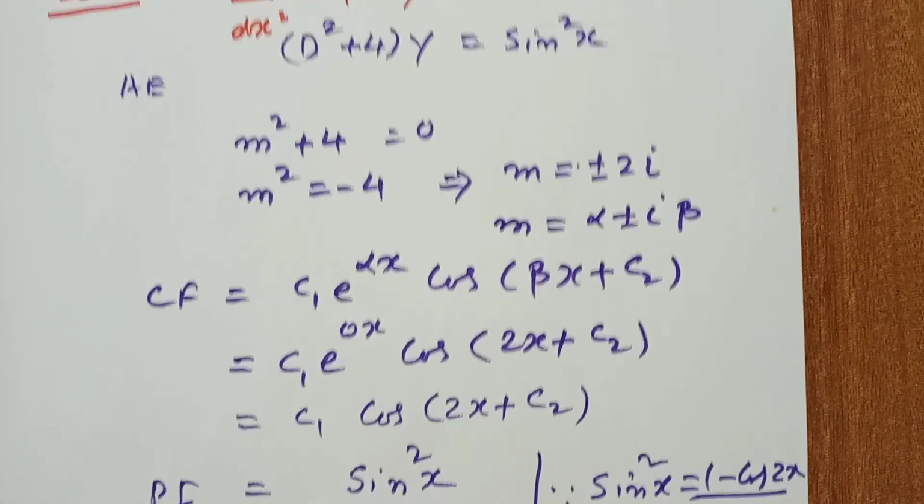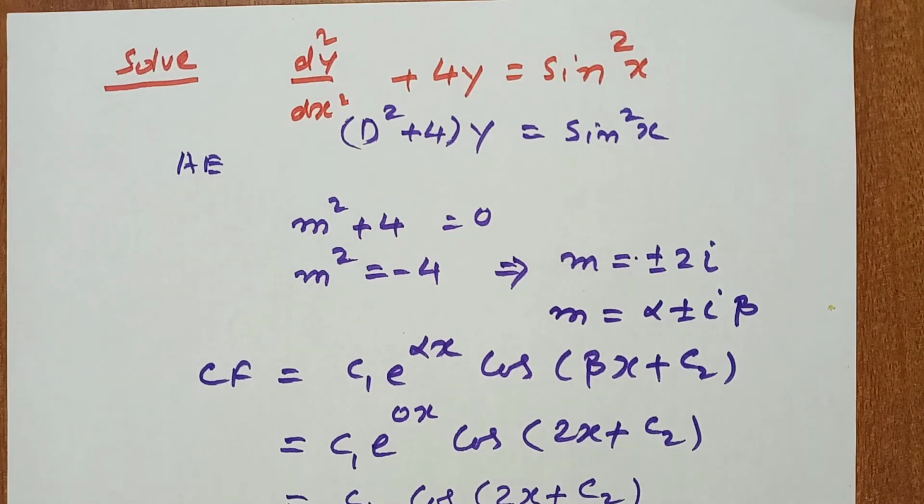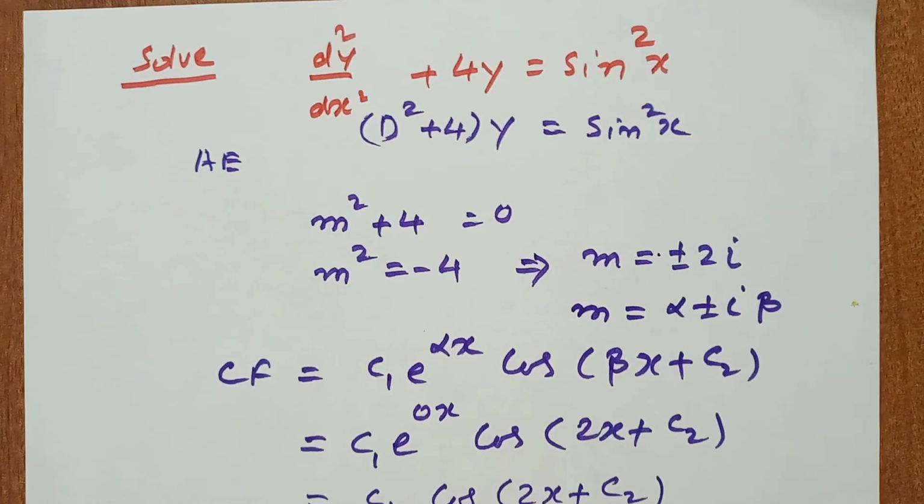Also, if the value of m is alpha plus minus i beta, we have explained before, you can write it in three ways. Means e to the power alpha x (c1 cos beta x plus c2 sin beta x), and one is c1 e to the power alpha x cos beta x plus c2, and the other is c1 e to the power alpha x sin beta x plus c2. Any one you can write here. So this is the solution of this very important question.